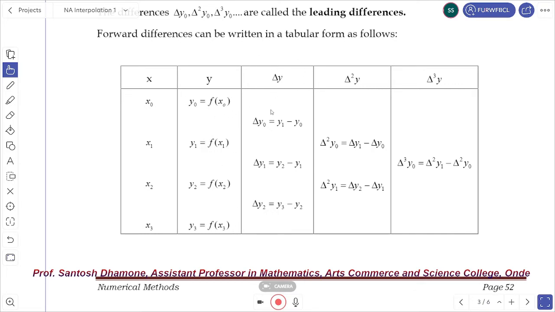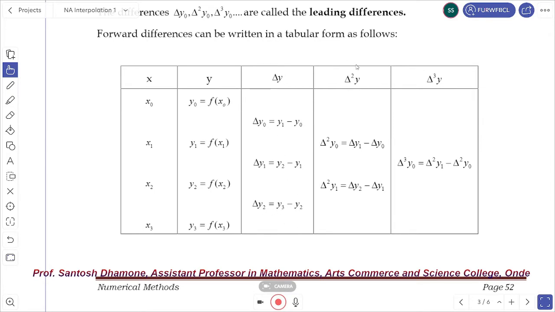Then we calculate the first difference, delta y. Delta y0 is equal to y1 minus y0. Similarly, delta y1 is equal to y2 minus y1, and delta y2 is equal to y3 minus y2. We subtract the given term from the next term, that is y1 minus y0, y2 minus y1, y3 minus y2. Then we get the first differences.